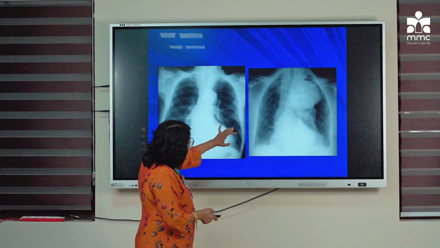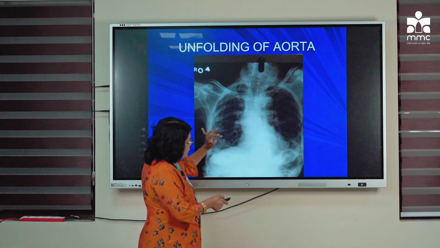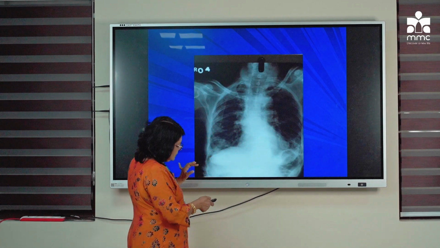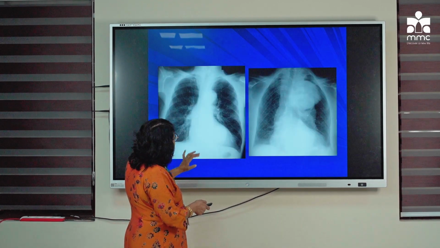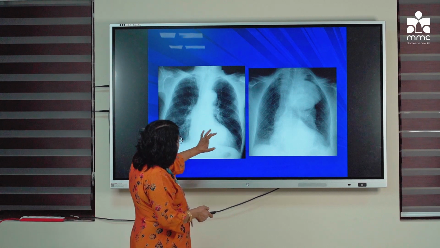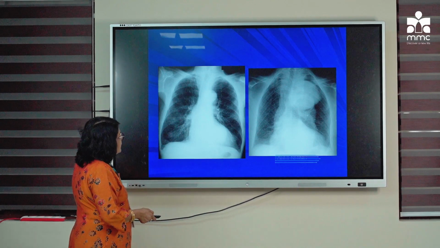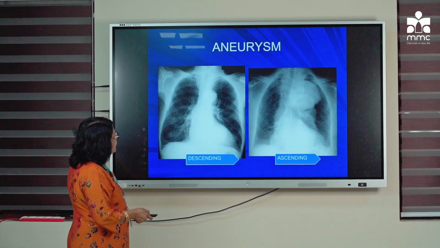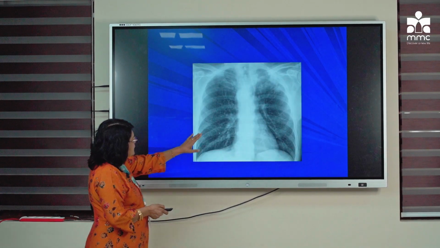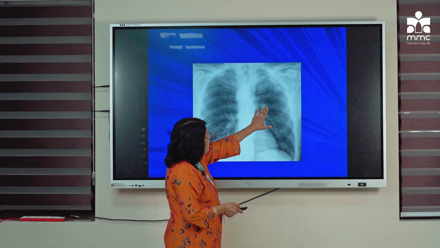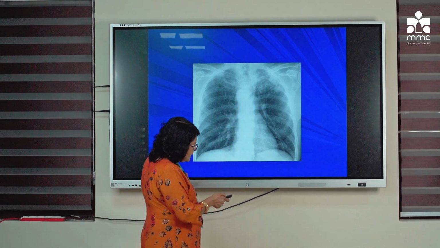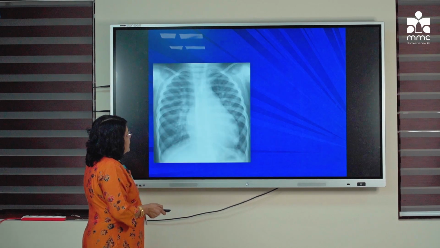Here you are seeing rounding. This is the aneurysm of the arch of the aorta. Here you are seeing the aneurysm of the descending thoracic aorta, aneurysm of the arch of the aorta. There is a pathology. Okay. Then here you can see the arch of the aorta is not seen on the left side, you see it on the right side. This is a right sided aortic arch.